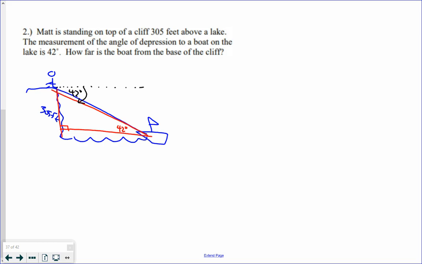Think about it. If this boat is not moving and Matt is not moving, the angle to which Matt looks at the boat has got to be the same angle that the boat looks up to Matt. They have to be the same number because nobody's moving. Okay. So the question is, how far is the boat from the base of the cliff? So you are looking for that.